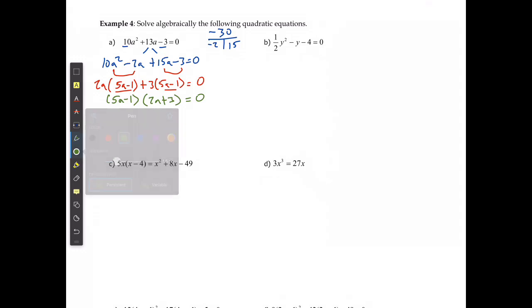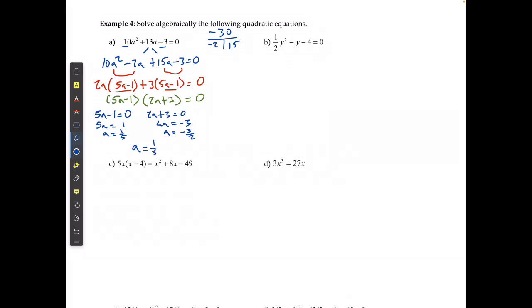I'm going to take the 5a minus 1 is equal to 0, or one of the factors is equal to 0. 5a would equal positive 1, or a would equal positive 1 over 5. In the other case, if 2a plus 3 equals 0, 2a is going to equal -3, or a is going to equal -3 over 2. These are my two possible solutions, which means that a can either equal 1 over 5 or -3 over 2.